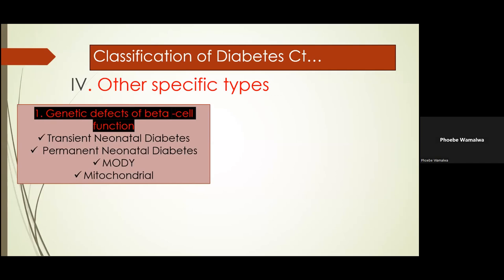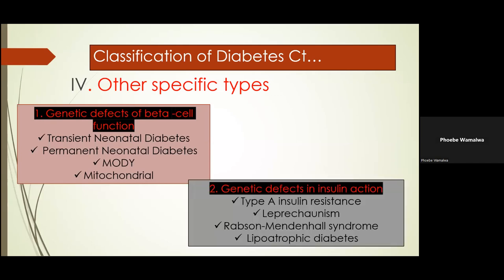And you can also get mitochondrial diabetes, basically presenting with diabetes and sensorineural deafness. And it's maternally inherited. Then the second subtype is as a result of genetic defects in insulin action. And you can get all these syndromes you can see here, including lipoatrophic diabetes. And these are quite rare types of diabetes that we rarely see.